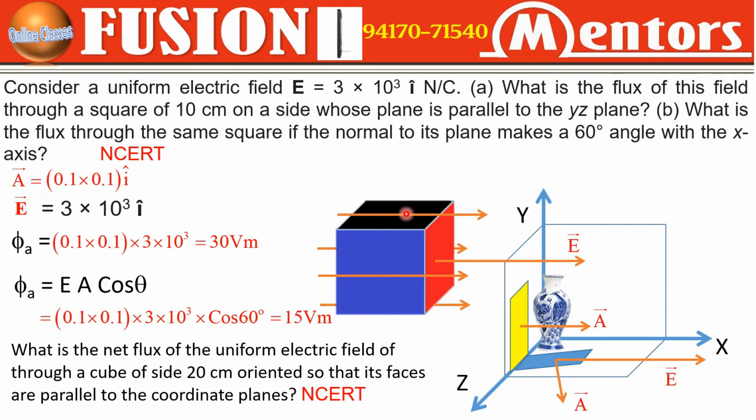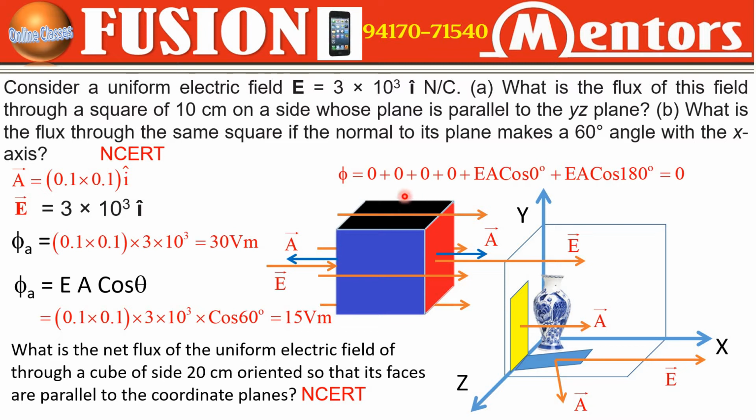Parallel to this plane means if the area vector is drawn vertically up, then the angle between area and electric field is 90 degrees. Please check. Here the area vector is drawn towards the right-hand side. Here the area vector is drawn towards the left-hand side, meaning perpendicular to the plane. And the area vector here would be at right angle to the electric field.